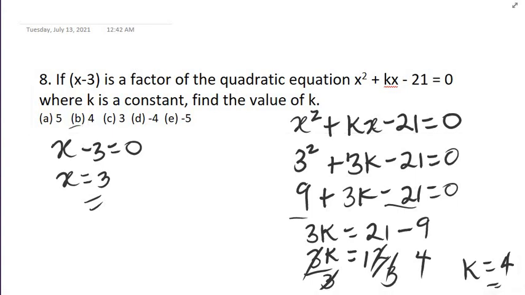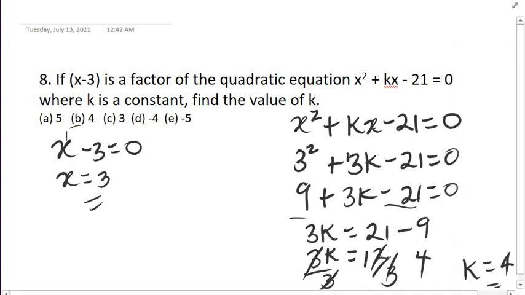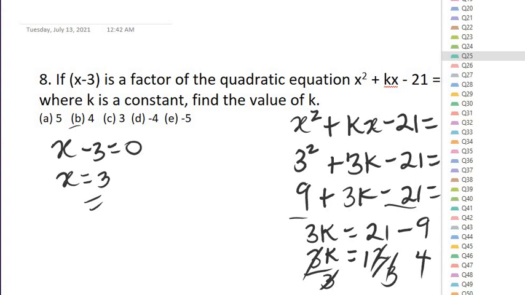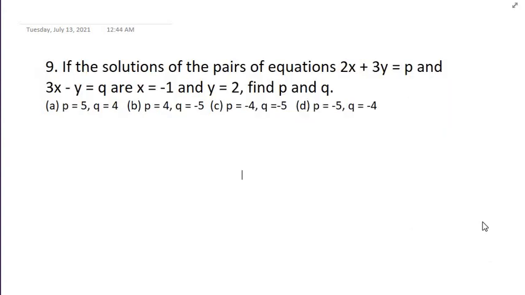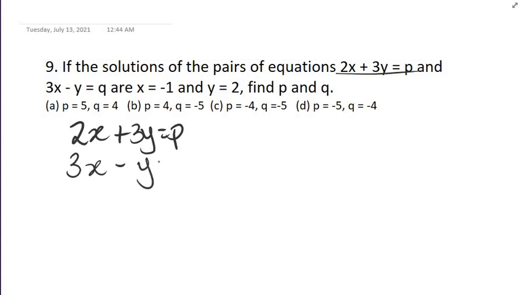Okay, let's look at question 9. Hold on. Question 9. If the solutions of the pairs of equations 2x plus 3y equals p and 3x minus y equals q are x equals minus 1 and y equals 2, find p and q. Okay, let's write out these equations. The first one, 2x plus 3y equals p. That's what we have here. And 3x minus y equals q. That's what we have here as well.